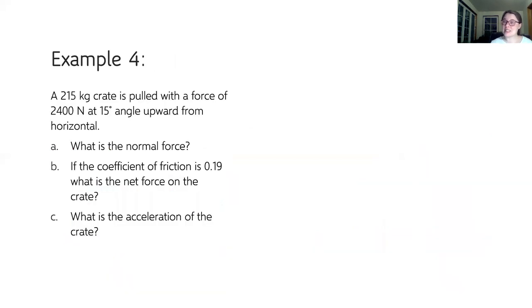So now we're going to do two examples that are based on the images you just saw. The only thing that's going to change is our angle. So in this example, a 215 kilogram crate is pulled with a force of 2,400 newtons at an angle 15 degrees upwards from horizontal. Before we go any further, what I'm going to tell you to do is stop now and draw the diagram. So we're going to do that, and then we're going to look at what we have to calculate. So let's get a picture of what's happening first. So I've got my crate.